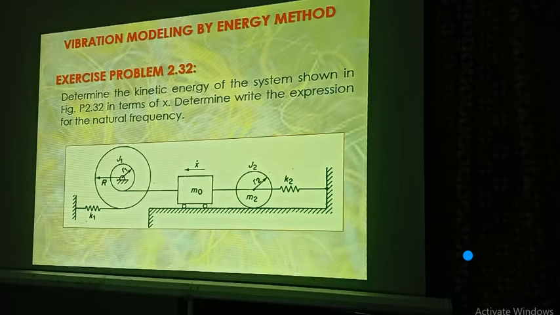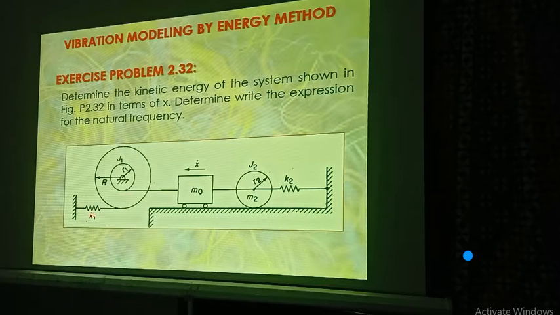So we can see the total number of elements that are present in this vibrating system. This is the first element and this is the second element. So the total potential elements, or elastic energy elements, are 2, for example K1 and K2. The total number of springs is 2.